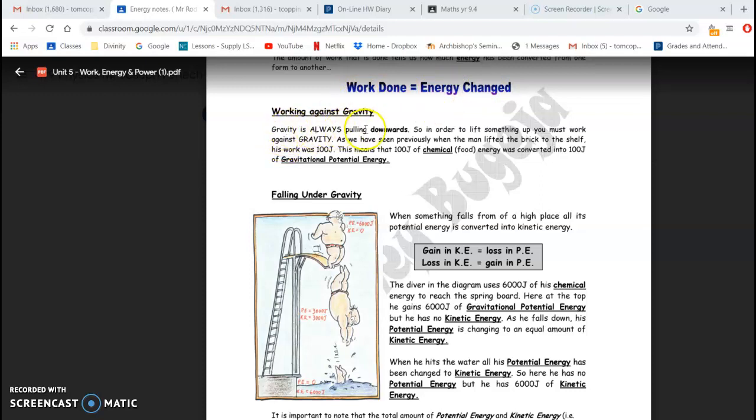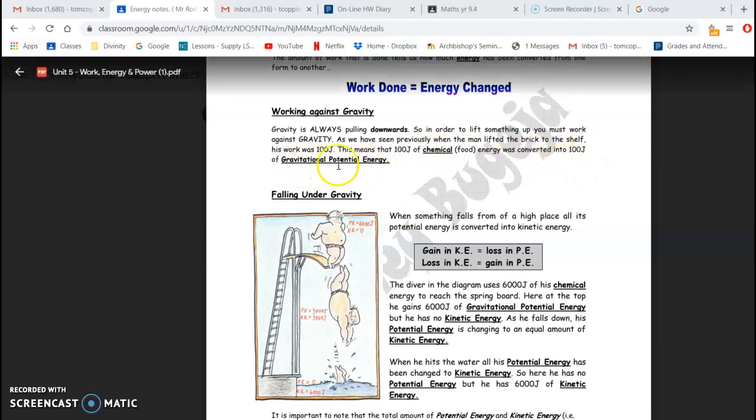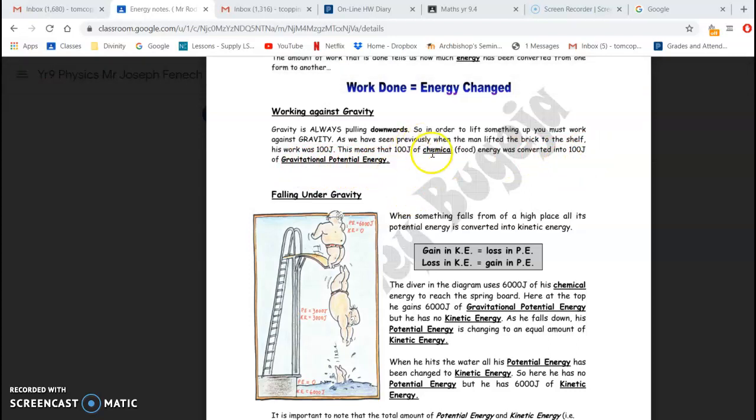Gravity is always pulling downwards, so in order to lift something up, you must work against gravity. For example, to pick up your phone, gravity is pulling it down, but you're working against gravity to pick it up. As we have seen previously, when the man lifted the brick to the shelf, his work was 100 joules. This means that 100 joules of chemical energy, which was the food that he ate, was converted into 100 joules of gravitational potential energy.